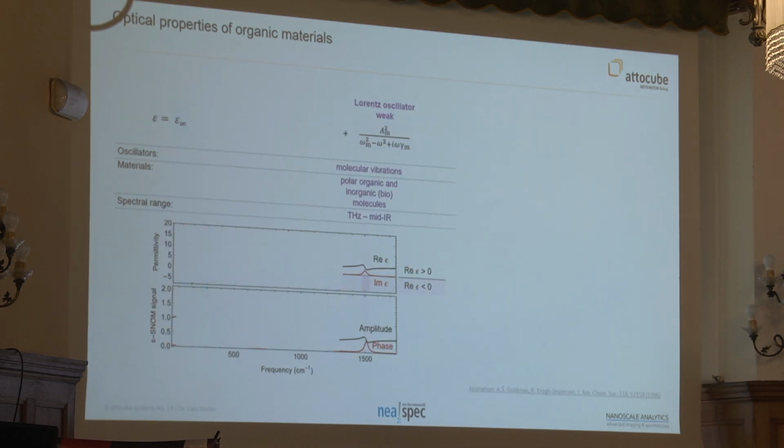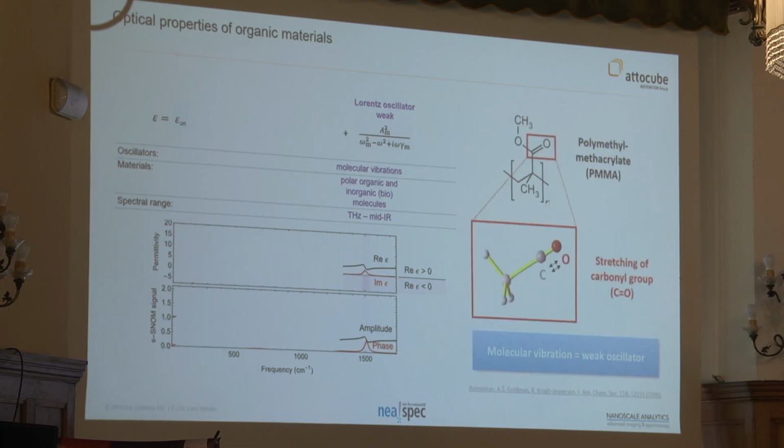And the nice thing is, for the first part, we talk about organic samples. All we have to really care about is this weak oscillator term. And we can see already the permittivity and the s-SNOM signal, they somehow look the same. And I hope I will be able to explain why. And what are these weak oscillators?